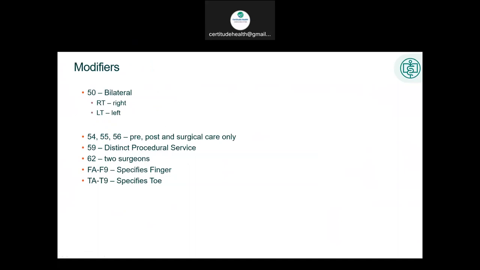Your 50 modifier would represent right and left, if it was a bilateral procedure. Your RT would be for right side only, LT left side only. And then there are additional HCPCS modifiers that would be appropriate based on the documentation. There are specific modifiers for your toes and your fingers, as you can see here. The FA through F9 is for your fingers, and the TA through T9 is for your toes.